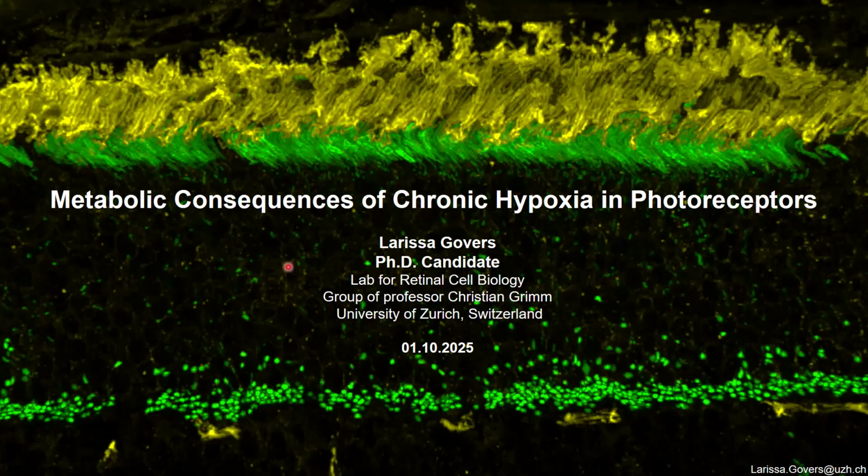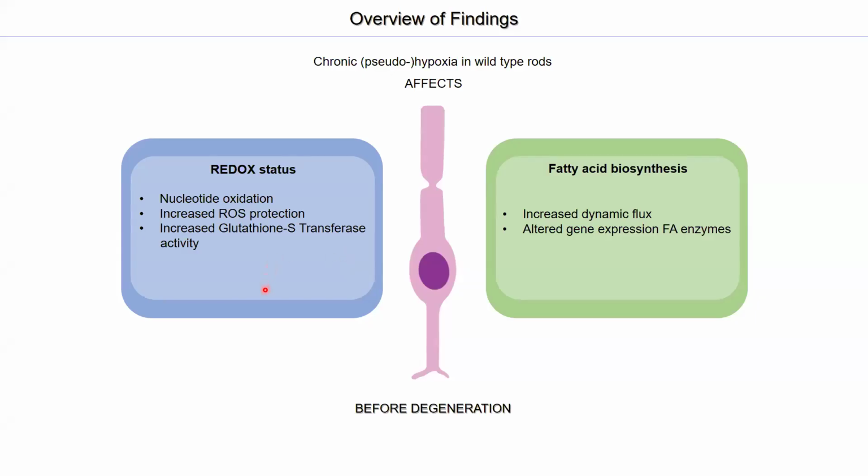To give you an overview of what I'm going to discuss today, I wanted to already give away what the results are going to be, so that in case anyone gets lost, they didn't miss too much. What we discovered is that in wild type rods, so just healthy rods that are exposed to chronic hypoxia, before they degenerate, they actually have changes in the redox status, which we found because we saw oxidation of nucleotides, increased protection against ROS, and increased glutathione transferase activity. And we saw changes in fatty acid biosynthesis.